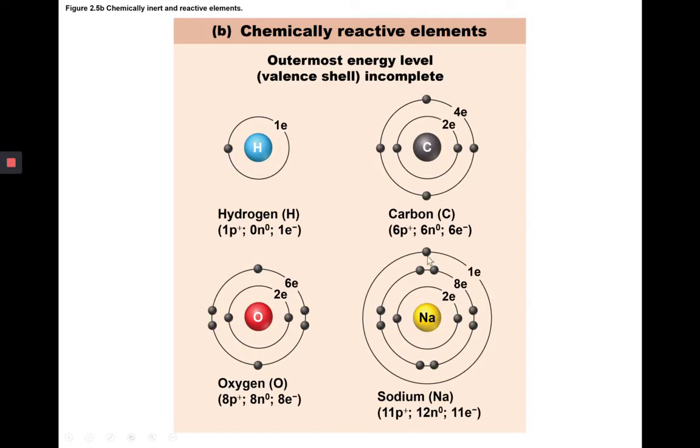Whereas sodium would either need 7 more in the outermost shell, or it would need to get rid of this 1 extra electron, which is actually going to be the easier thing to do for sodium. It's a lot easier to get rid of 1 electron, and then the outermost shell would be the one under that with 8, and it would be happy, than it would be to gain 7. So again, our chemically reactive elements are either going to gain or lose electrons, or share electrons.